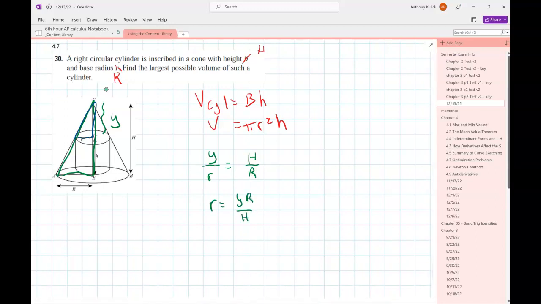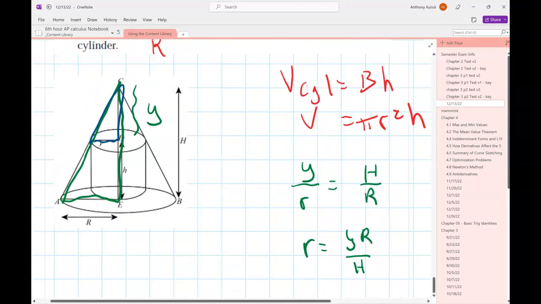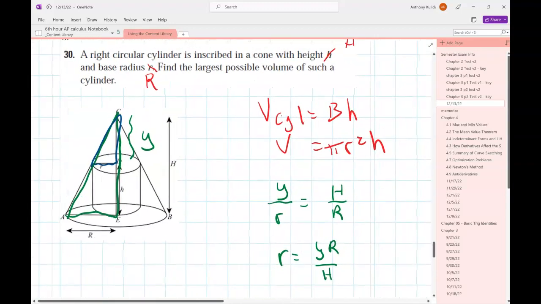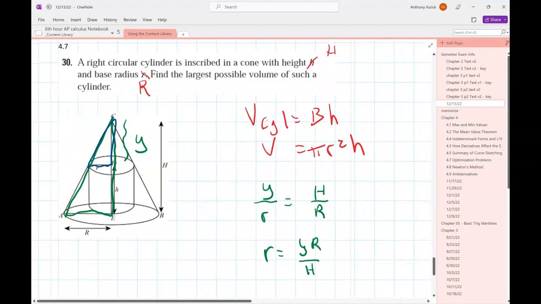Wait, so just to confirm, all the measurements on the actual cone, the cap H and the cap R, those are constant? Yes, excellent observation, Blake. The dimensions of the cone are constant. Those are not changing. Cap R and cap H are constants because we're trying to fit a cylinder inside of a cone of fixed radius and height.